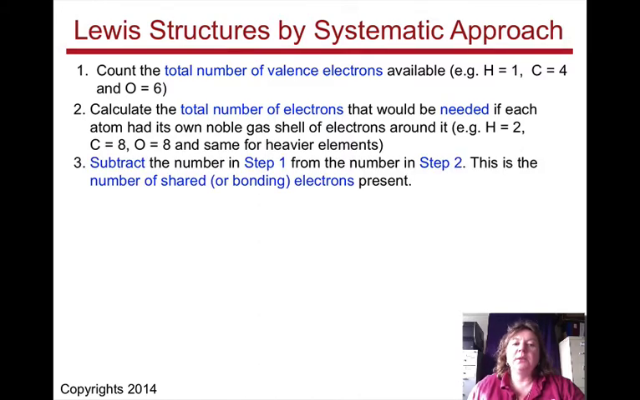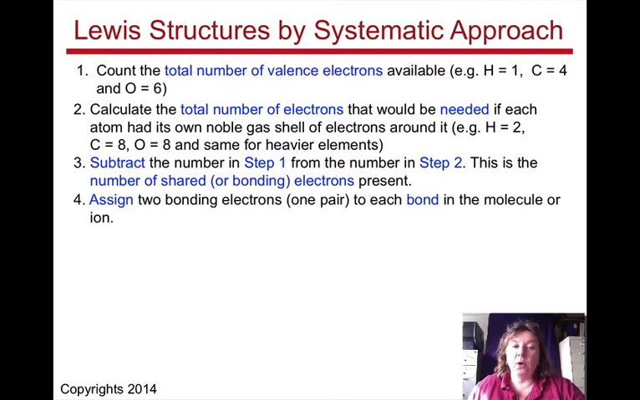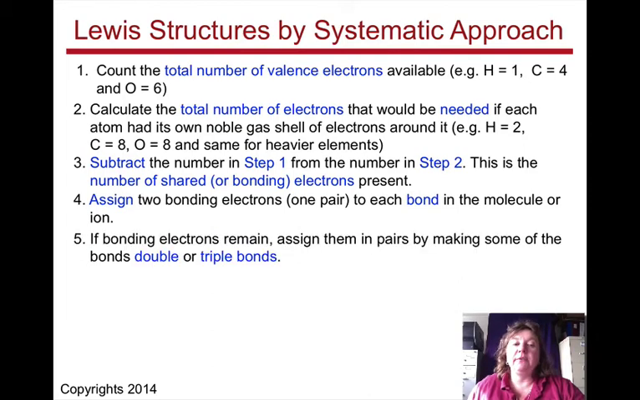Number 3, subtract the number in step 1 from the number in step 2. This is the number of shared or bonding electrons present. Step 4, assign 2 bonding electrons, 1 pair, to each bond in the molecule or ion. Step 5, if bonding electrons remain, assign them in pairs by making some of the bonds double or triple.